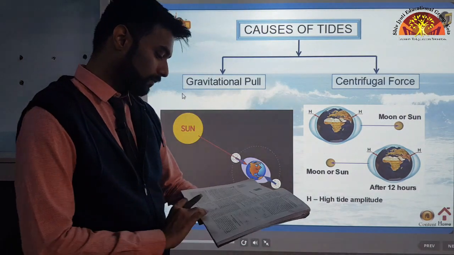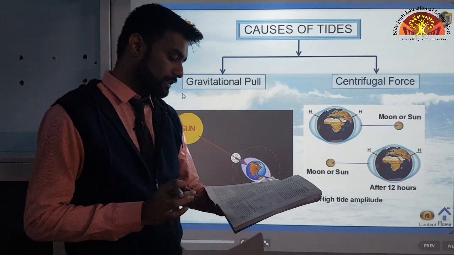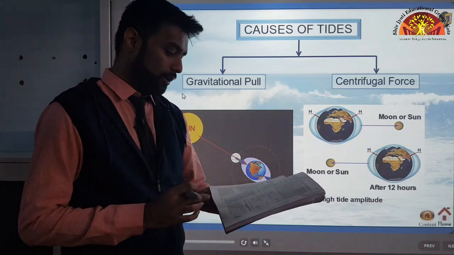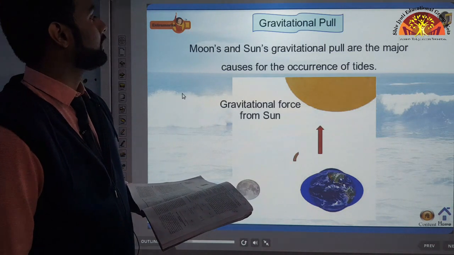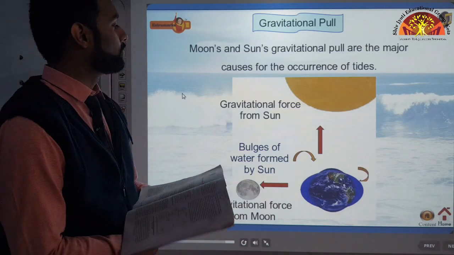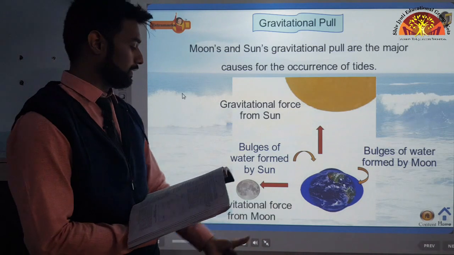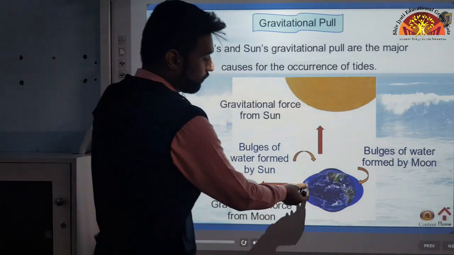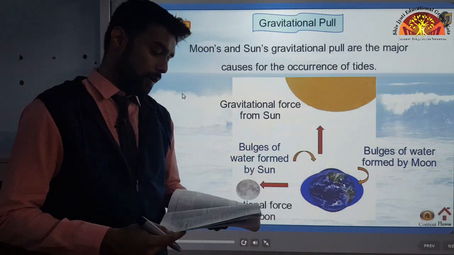Now, together the gravitational pull and the centrifugal force are responsible for creating the two major tidal bulges on the earth. On the side of the earth facing the moon, as you can see here, they are the moon's and sun's gravitational pull, which are the major causes. Now gravitational force from the sun is being exerted and gravitational force from the moon is being exerted. And both ways you will see bulges of water are formed, in which the water is being forced upwards towards the heavenly bodies.